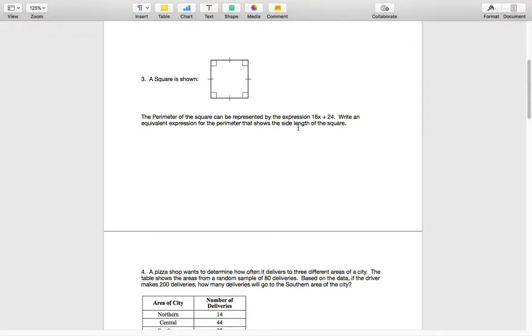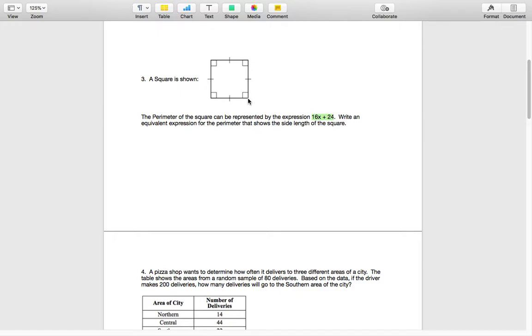Okay, so number 3 gives us a square, and it tells us that the perimeter of the square can be represented by the expression 16x plus 24. Now we have to understand that's the perimeter. It is not the length of a side. Remember that the length of one side is equal to every other side. They're all the same length.